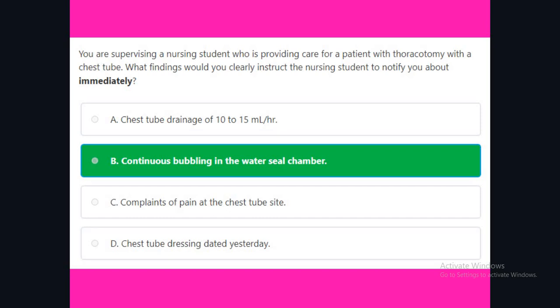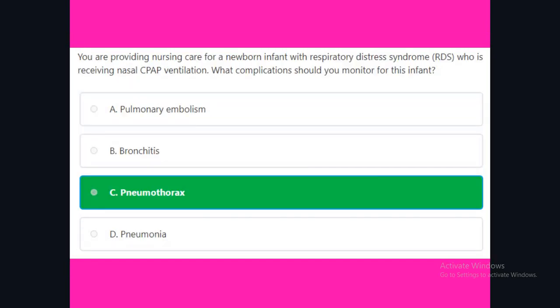Continuous bubbling in the water seal chamber. Complaints of pain at the chest tube insertion site, that is quite normal. Chest tube dressing dated yesterday, this is not something to be notified. So continuous bubbling in the water seal chamber is a problem of concern and it should be immediately notified.